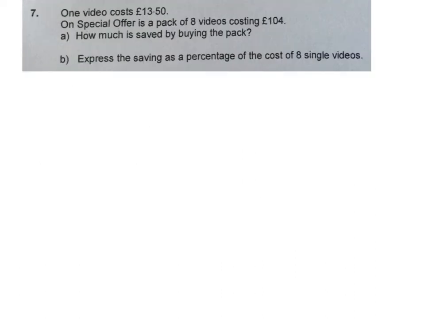So question 7. One video costs £13.50. On special offer is a pack of 8 videos costing £104. So A, how much is saved by buying the pack? So first of all, we're going to find out the cost of the 8 single videos. So that would be 8 times £13.50, which is equal to £108.